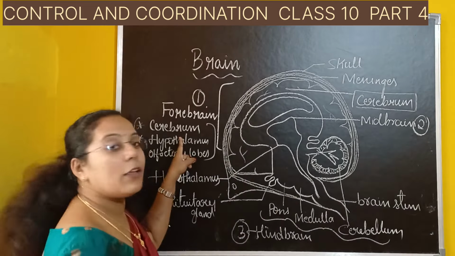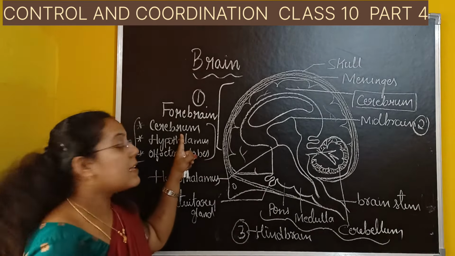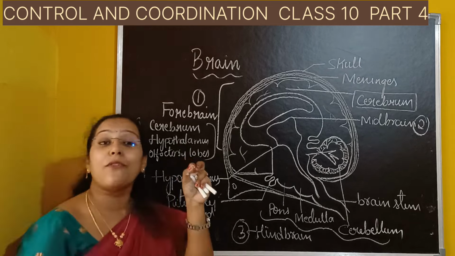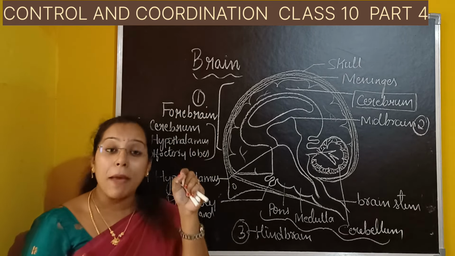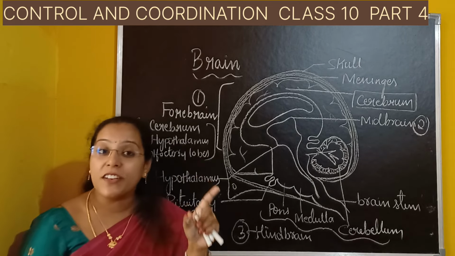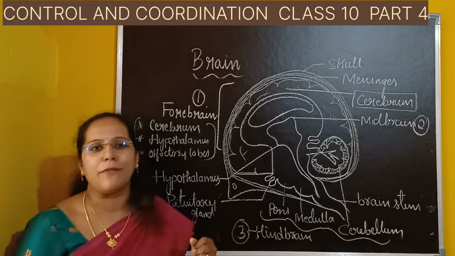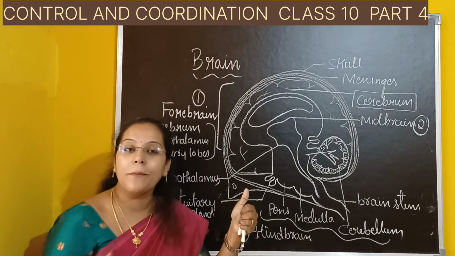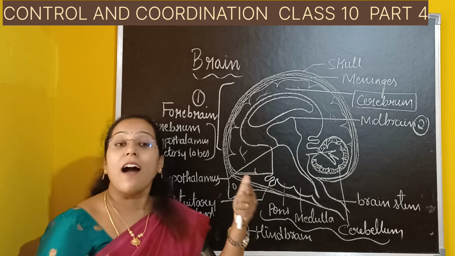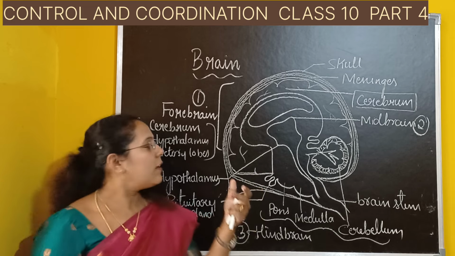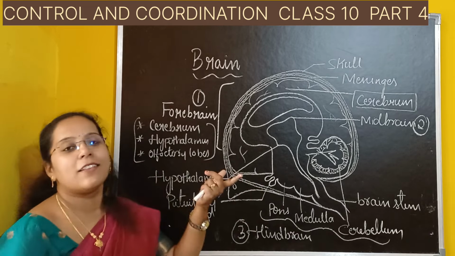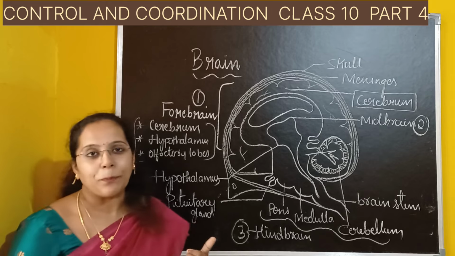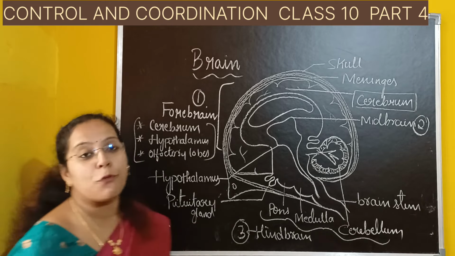I think you have written for the cerebrum also. The cerebrum is called the seat of intelligence, seat of memory, seat of consciousness. More than enough. And the hypothalamus regulates body temperature, and also hunger and thirst. Moving to the olfactory lobes, they are always related to smell. Now we are done with the forebrain.